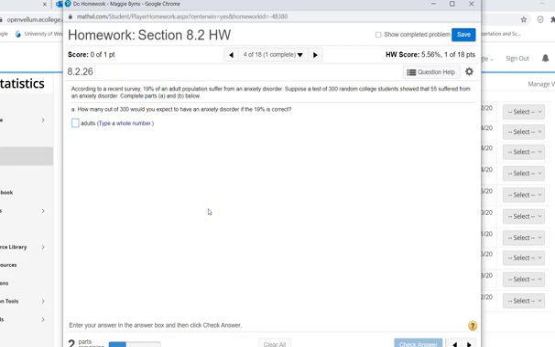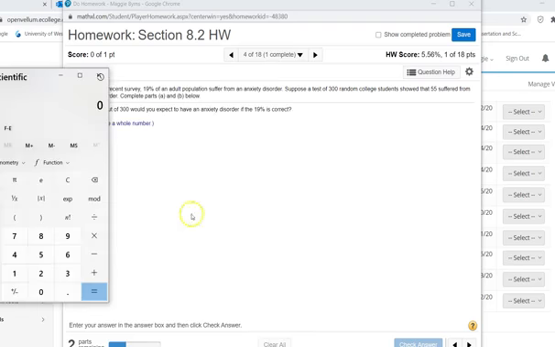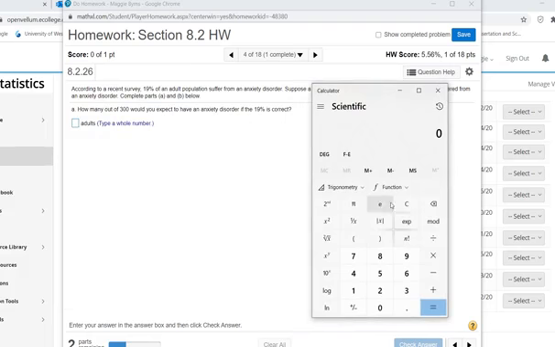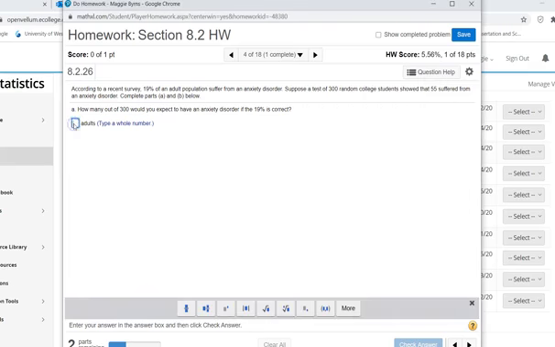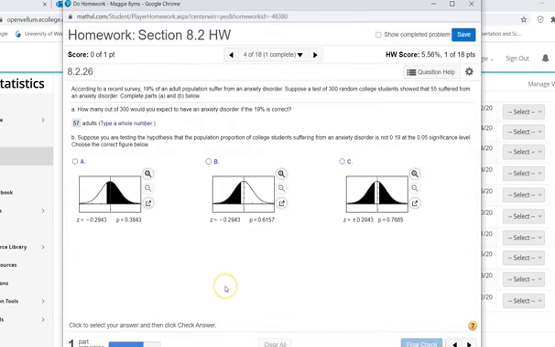That's your parameter. Part A says, about how many of the 300 would you expect to have this if the 19% is correct? So I'm going to find 19% of 300. Let me open up the calculator on my computer so you can actually see what I'm doing. Here we go. So we want 19% of the 300. So 0.19 times 300 is 57. So I would expect about 57 adults in my sample to have an anxiety disorder based on that 19% number.